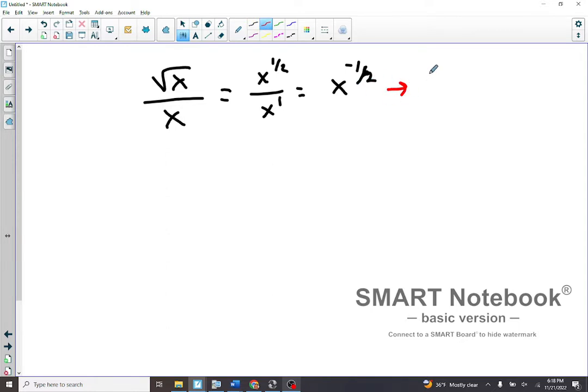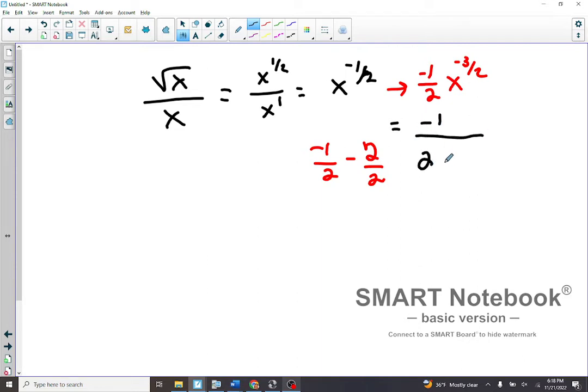So now I'm deriving. So I'm going to bring the negative a half in front. And then for x, I'm going to subtract a 1 over 1, but I need a common denominator, so it's going to be a 2 over 2. So it's going to be negative 3 over 2. But I don't like negative roots. So negative 1 over 2, the square root of x to the third power. I could put the third inside or outside the square root. Doesn't really matter. Like that could be done.